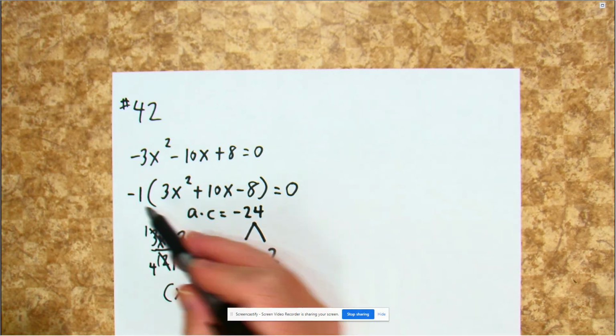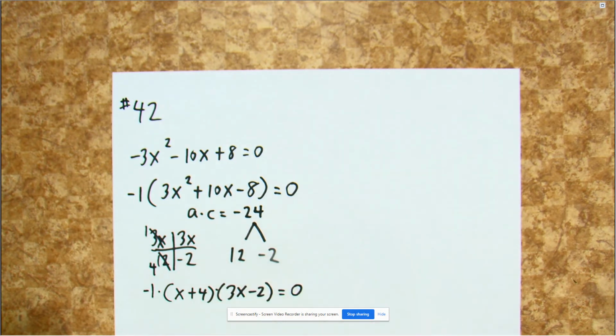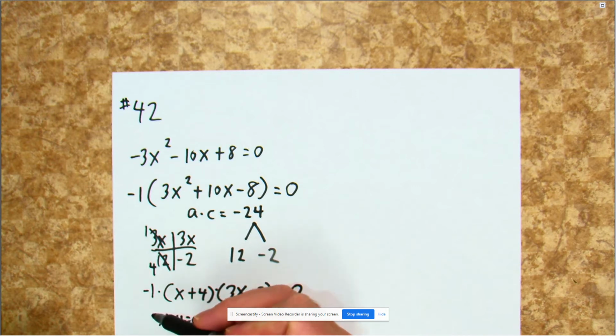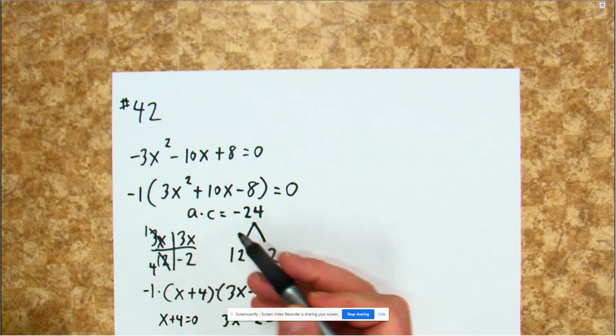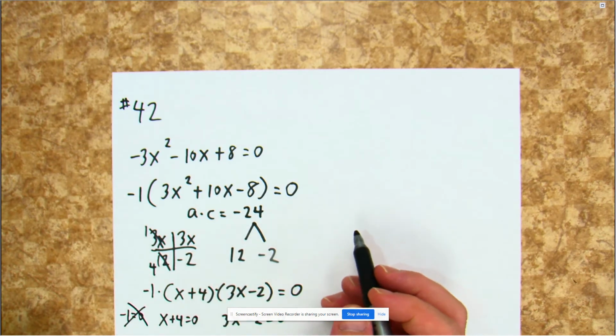Now, yes, technically that -1 is still there. And technically that -1 is still a factor. But you'll quickly see that that -1 does not play into my answer. I end up with 3x minus 2 equals 0. X plus 4 equals 0. And if you wanted to, you could write -1 equals 0, but that doesn't make any sense. So that actually would be crossed out if I decided to write that. -1 can't equal 0.